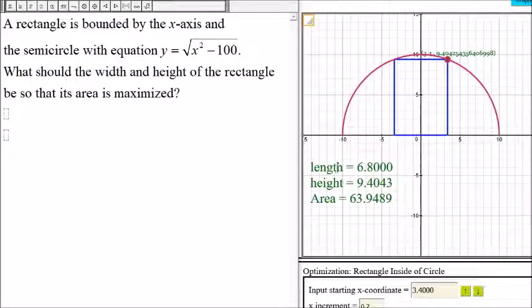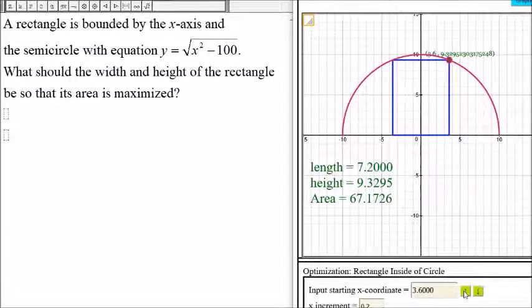And so the area will be the length times the height. The length is this, and this is the height. The length times the height is 63.9489. As we change the length, the height will also change, and we get a different area.